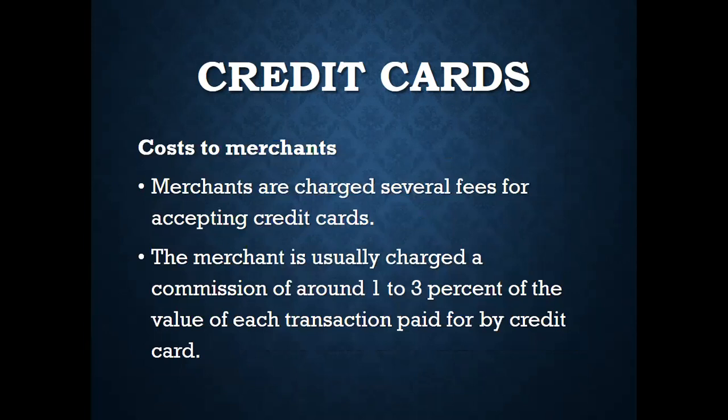Of course, there's cost to the merchants. This is a disadvantage: cost to the merchant. You remember they pay discounts and interchange fees to the credit card issuer. This can be very disadvantageous. Normally, the commission they pay is between 1 to 3% of every item they sell, and the payment is made by credit card. They have to pay between 1 and 3% discount to the credit card issuer.